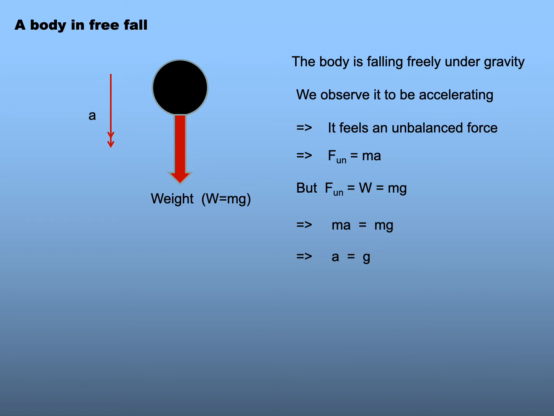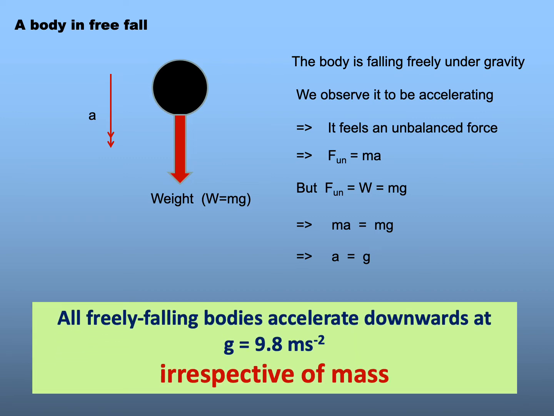What does this tell us as physicists? It tells us that all freely falling bodies accelerate downwards under gravity, and on Earth that means at g of 9.8 m s^-2. And importantly, that is irrespective of mass. The mass does not matter. All objects accelerate under gravity at the same rate, no matter what their mass is. And that's why the large cannonball reached the ground at the same time as the small cannonball.